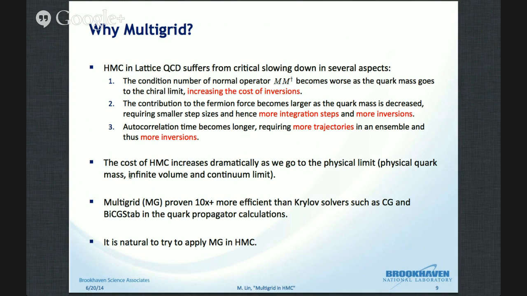to the physical limit. And as you've seen so far in many talks, multigrid has proven to be very efficient, at least in the quark propagator calculation. So you can achieve 10 times or more speed up compared to the normal Krylov solvers such as CG or BiCGStab. So it is natural to think that we may be able to apply multigrid in the HMC.